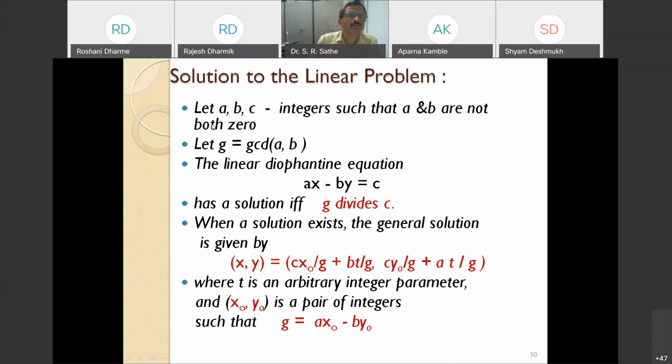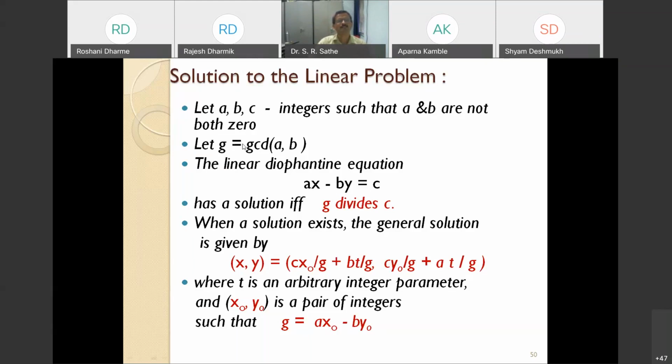Solution to the linear problem. Let A, B, C be integers such that A and B are not both 0, and let G be equal to GCD of A, B. The linear Diophantine equation AX minus BY equal to C. Diophantine equation means an equation whose solutions are integers. We want the solutions to be integers. It is a very important problem in mathematics. AX minus BY equal to C has a solution if and only if G divides C.